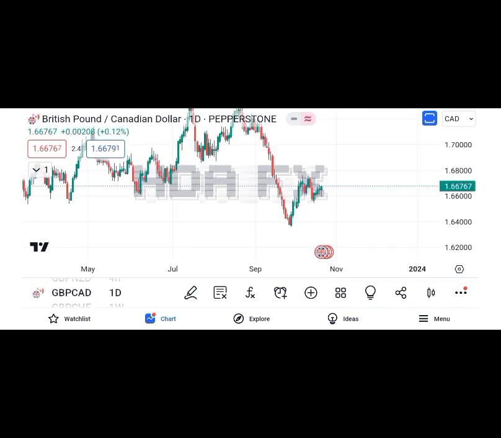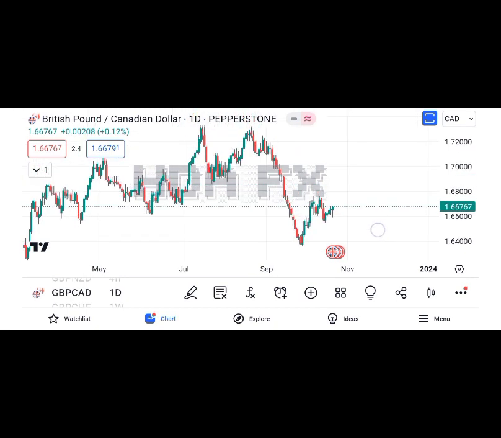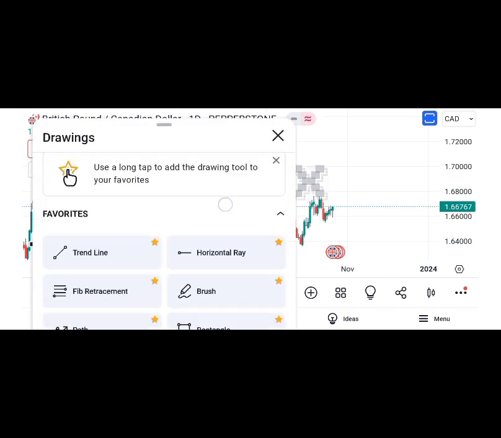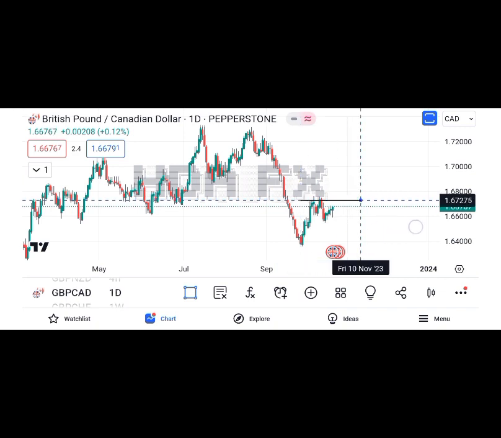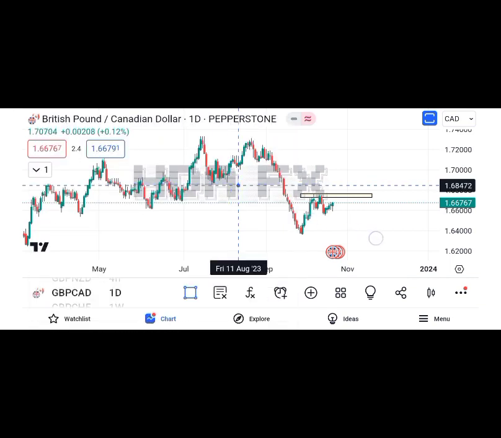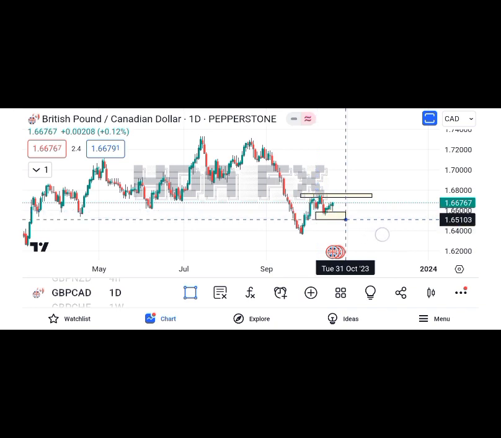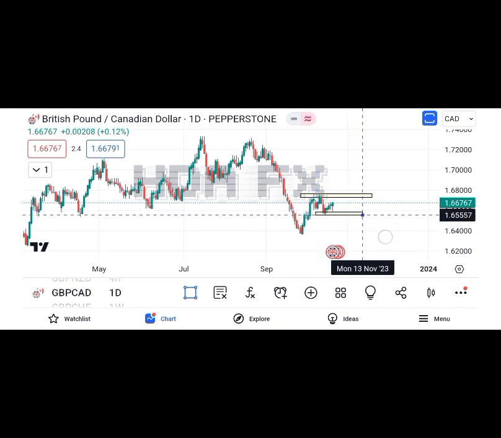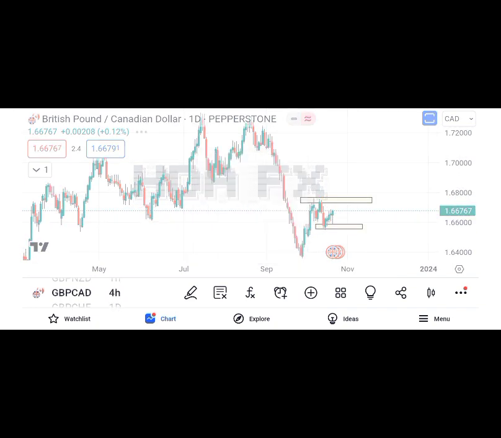So the next pair we'll be looking at is GBPAUD. On the daily time frame, we have this key level here on GBPAUD. We have this structure here, and we also have another structure here, and another structure here on the daily time frame. So now let's move to the 4-hour time frame and see what we have there also.